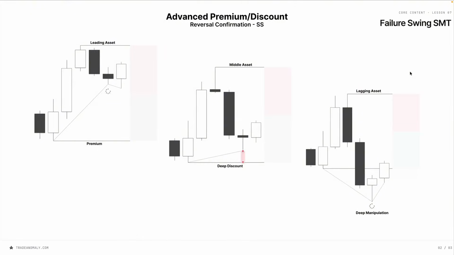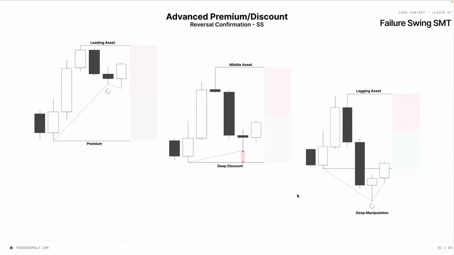Now here we are viewing price within a triad again. We're going to have that failure swing SMT with that middle asset, which is what you're going to see in most cases actually, where this asset might be in premium, this asset's way in deep discount, creating that failure swing SMT, while that lagging asset is creating that deep manipulation. So what we're going to be waiting for is a strength switch between that leading asset and lagging asset.